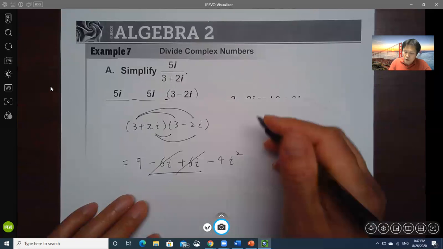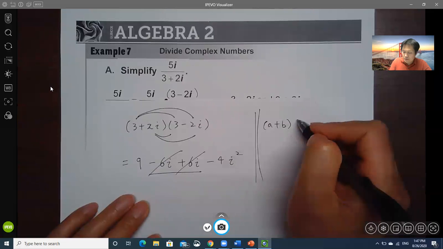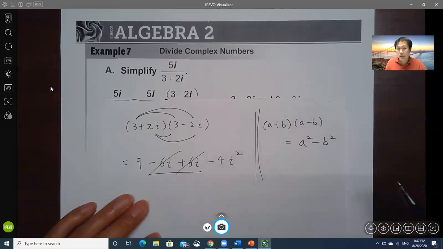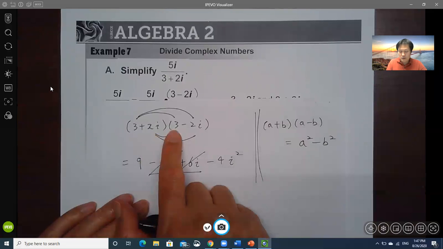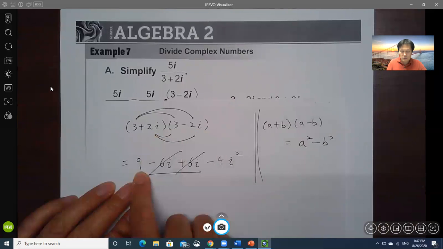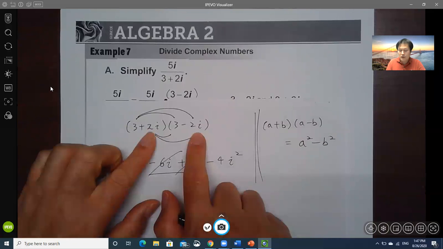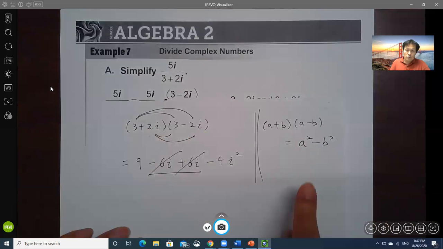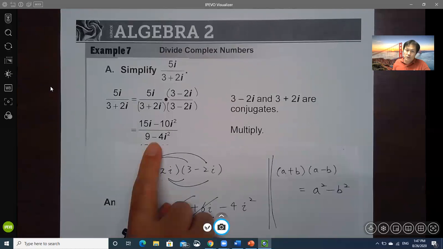Or if you remember the formula, a plus b times a minus b, that's a squared minus b squared. It can be very handy. A plus b, a minus b is a squared, 3 squared, minus b squared, which is 2i squared, which is 4i squared. So either you use a formula or you distribute that out. Either way, you get 9 minus 4i squared as a denominator.